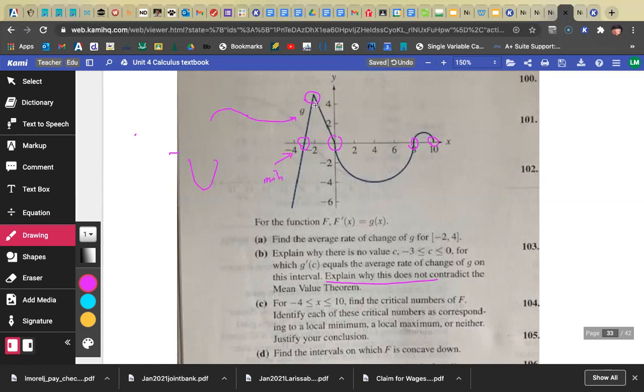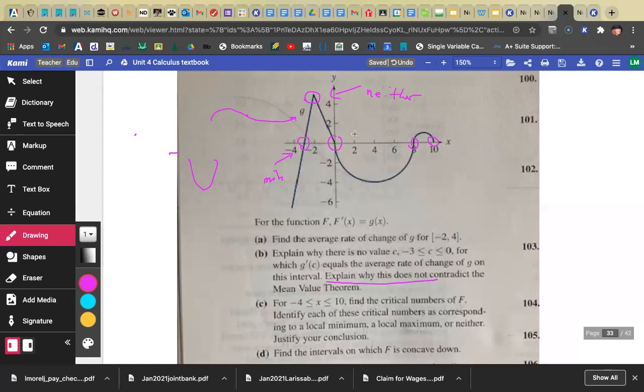This point up here, the derivative is positive on both sides of it, so this is neither. When I write down my justification, I would put that it is a critical number, but it's not a local max or min because the derivative is positive and doesn't change sign. This one is a local min because the derivative changes from negative to positive.